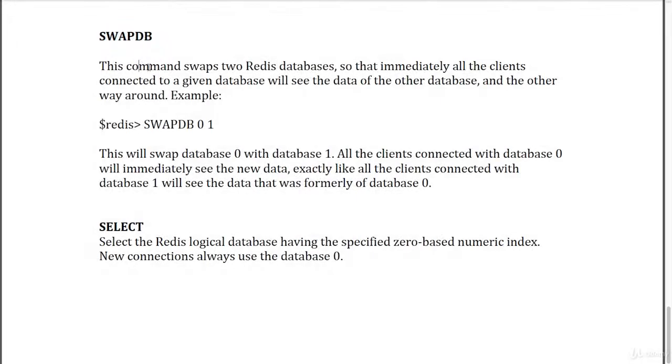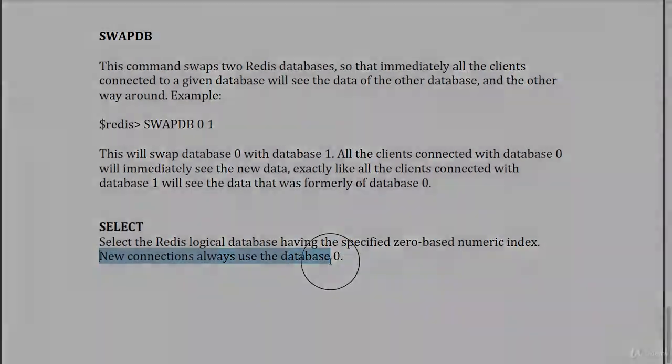Swapdb. This command swaps two Redis databases so that immediately all the clients connected to a given database will see the data of the other database and the other way around. Example, right. This will swap database 0 with database 1. Select the Redis logical database having the specified 0 based numeric index. New connections always use the database 0.